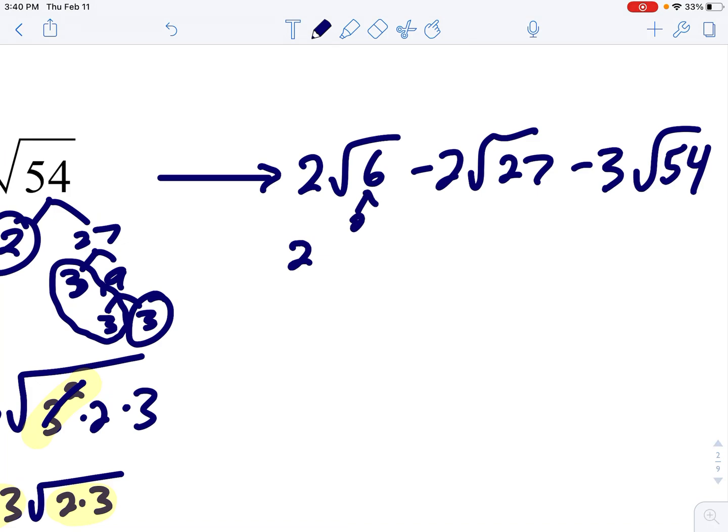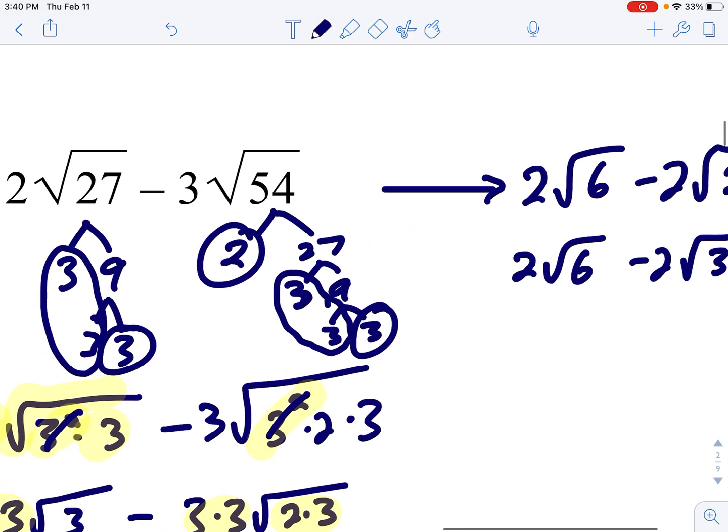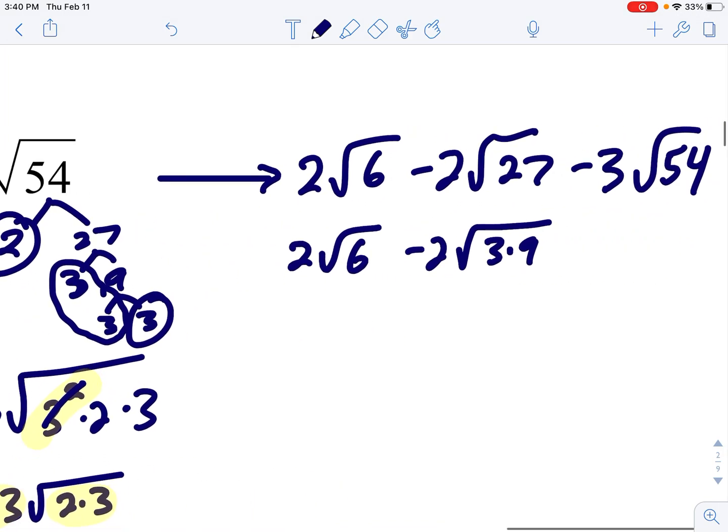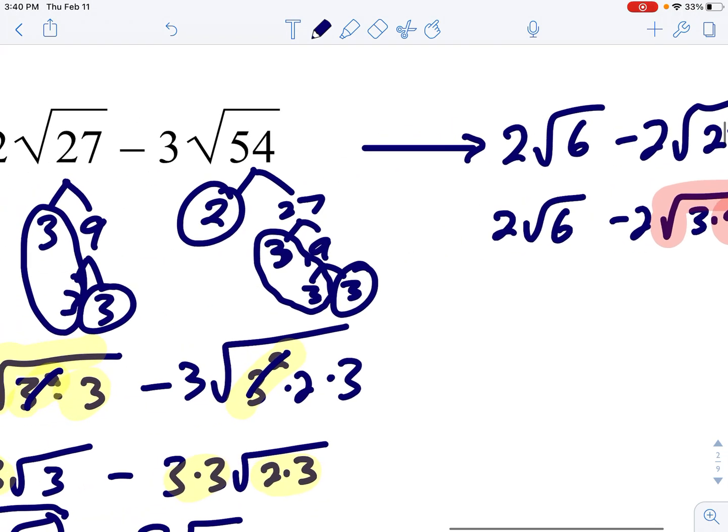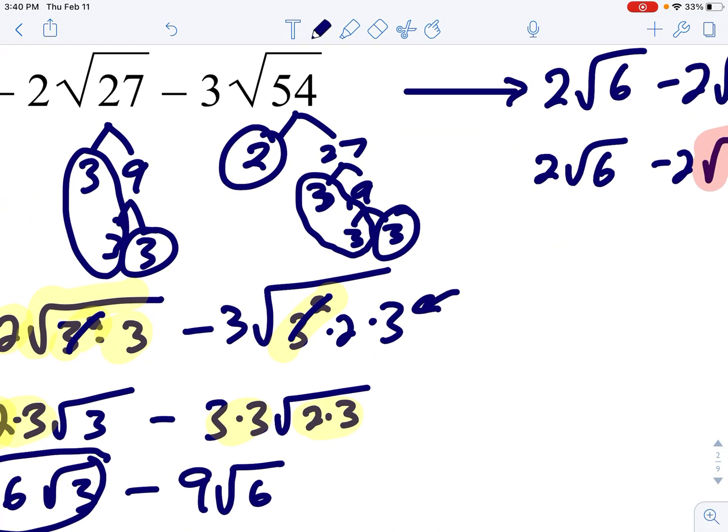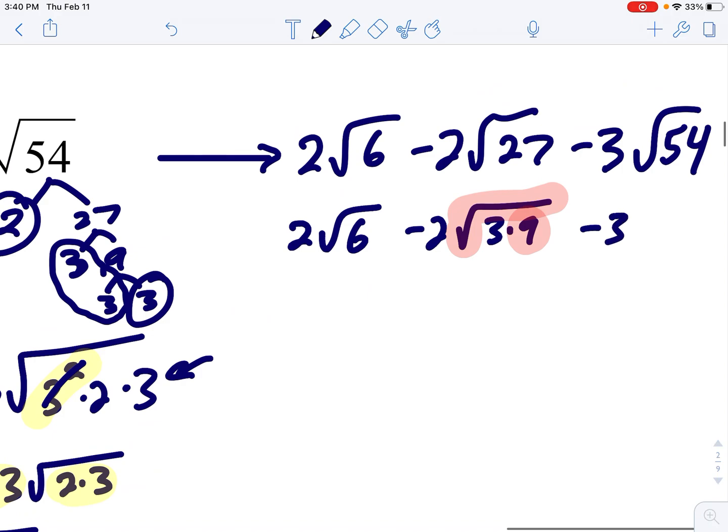6 won't break down into any square numbers. It's going to have to stay radical 6. 27, if you know your times tables, is 3 times 9. Now instead of making the whole tree like I did over here, if you just recognize the fact that 9 is a square number and you can square root square numbers, that's going to cut out the whole tree and this whole step right here. Same thing for 54. If you know your times tables, 54 is 9 times 6, right? And again, 9 is a square number.